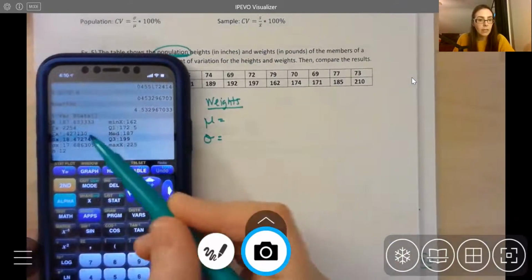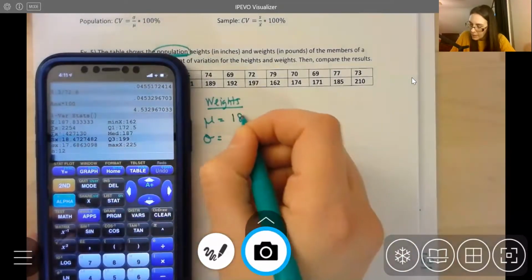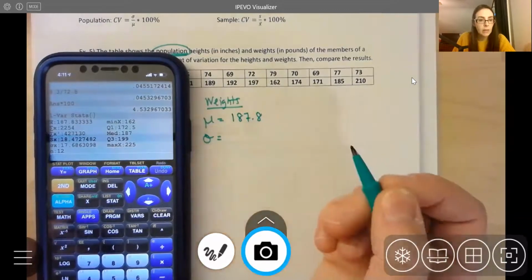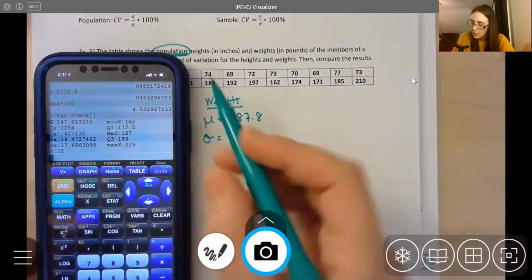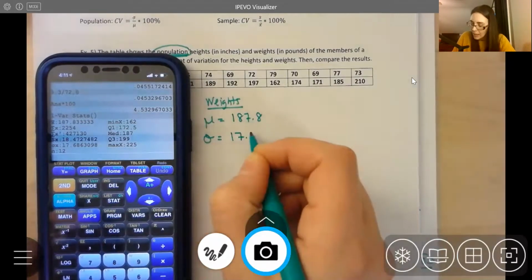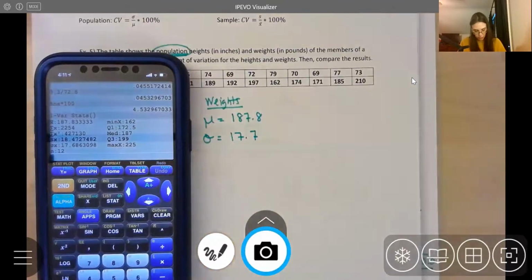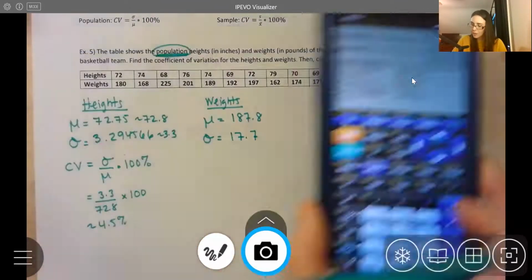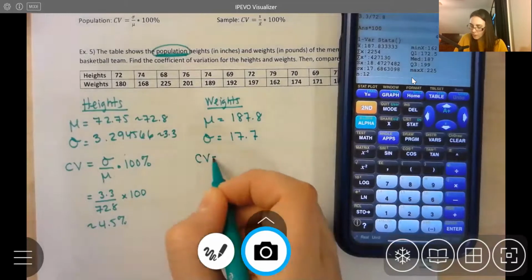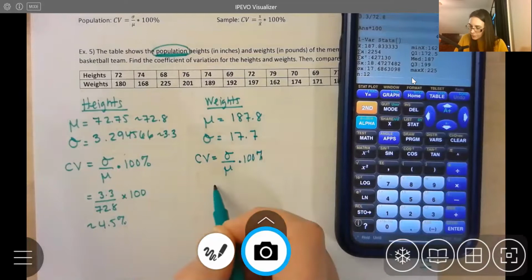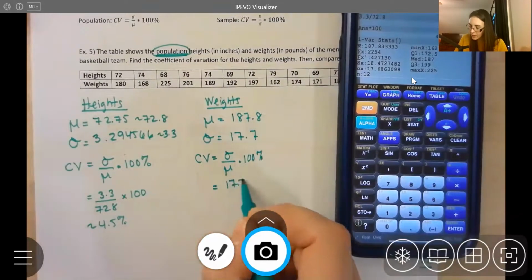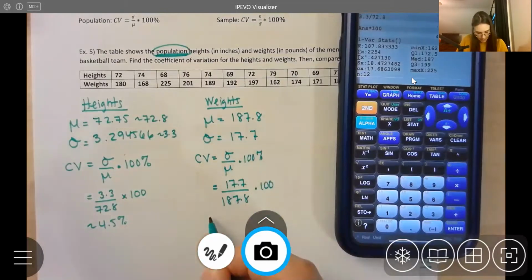So my mean weight is about 187.8. I'll just use one decimal place here. And again, don't forget we have population, so I'm going to use the sigma x. So it's about 17.7, again if I round to one decimal place. So my formula says I take that 17.7, divide it by 187.8, multiply that by 100, and what you're going to get is about 9.4%.